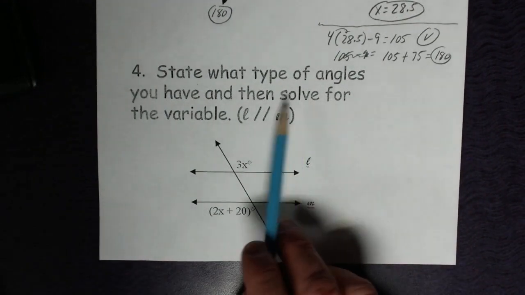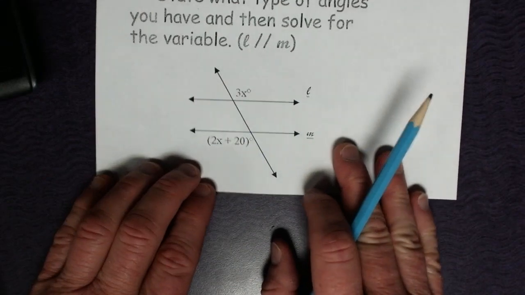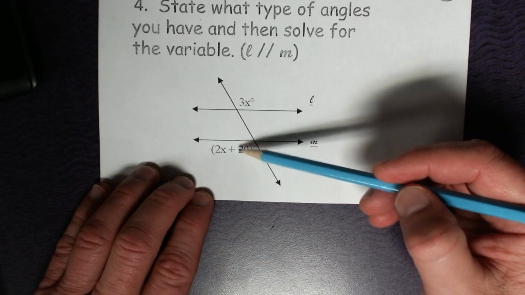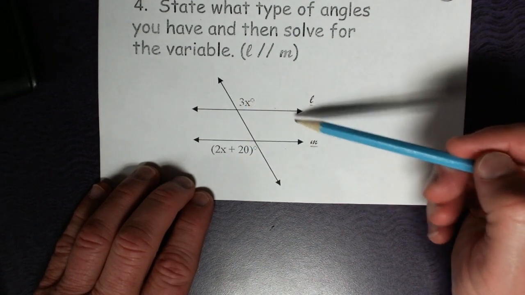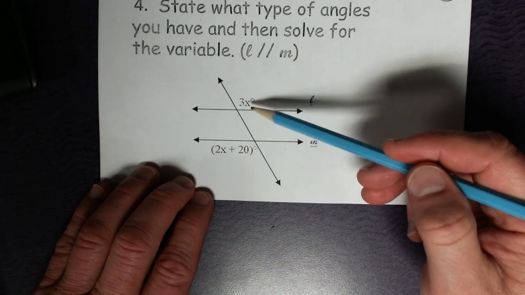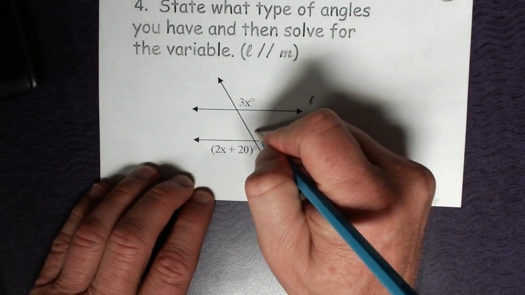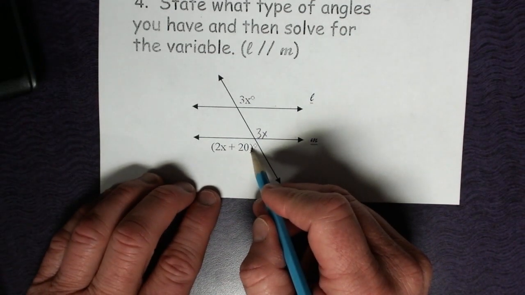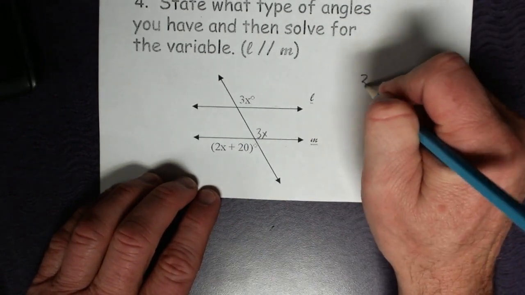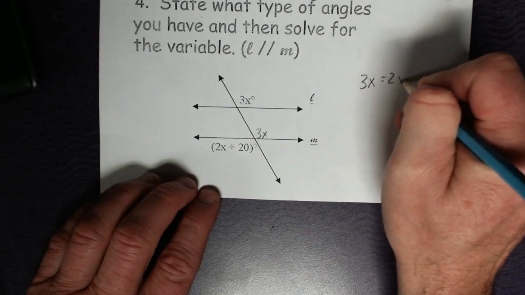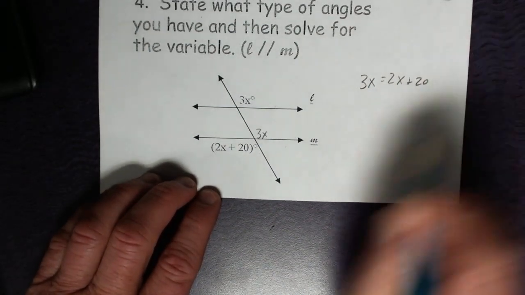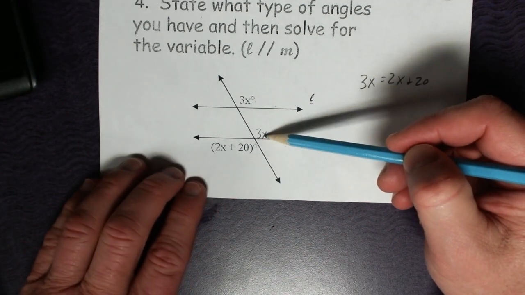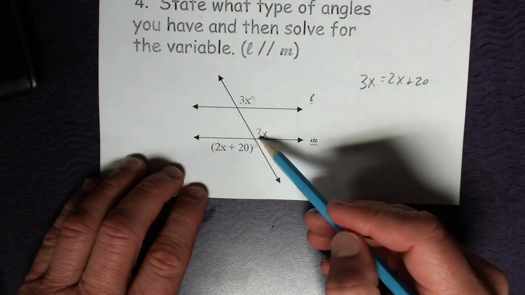Question 4, we're also solving for x. Let me move it up a little bit. So let's take a look at our angles. This angle and this angle. If I lay L on top of M, that 3x is going to be there. So you notice these are vertical now. So again, I'm going to set them equal to each other. Okay, let's go over that again. L over M, this angle's going to be here, corresponding. Now they're vertical, setting them equal.